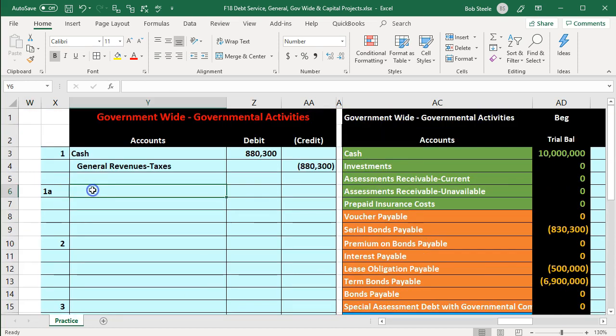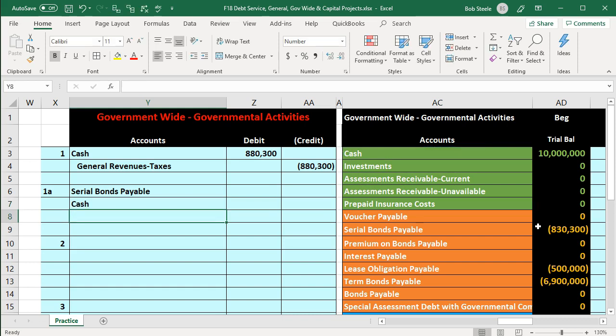Now we're going to go to the second item that happened, which means we used that money to pay off the serial bonds. So here's going to be the serial bonds. They're on the books at $830,300. We're going to pay them off plus some interest. That means that that amount needs to go down to zero. It has a credit in it, so we're going to debit the serial bonds because now we're going to pay them off. And then we're going to credit cash.